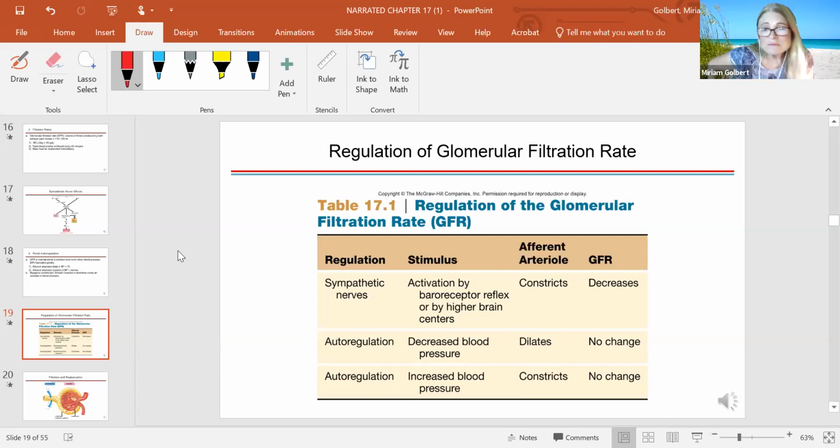And if you have decreasing blood pressure, not because of a baroreflex, but just because the blood pressure reaching the glomerulus is not enough, then the autoregulation of the kidney is going to dilate the afferent arteriole so that we can get more blood in and we maintain normal GFR. And if there's increased blood pressure, it will constrict a little so that we can maintain the same GFR, so that we don't have any changes in how we're filtering the blood and getting rid of waste.